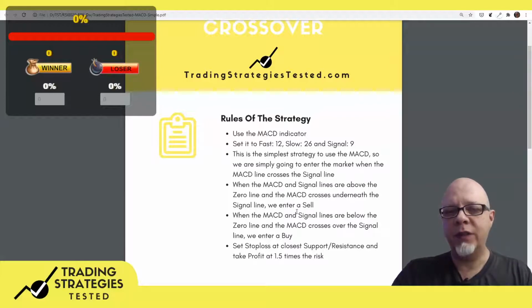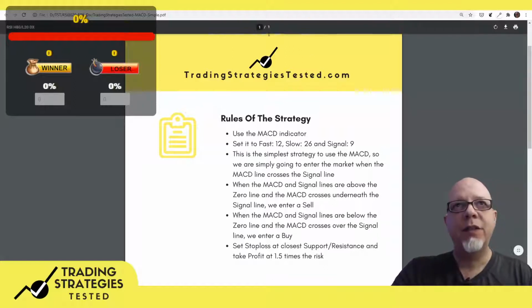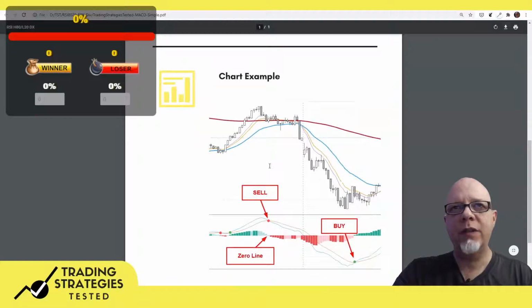We're going to set our stop loss level at the closest support or resistance level, and then simply set our take profit level at 1.5 of the risk. So let me just show you what that looks like on the chart over here.